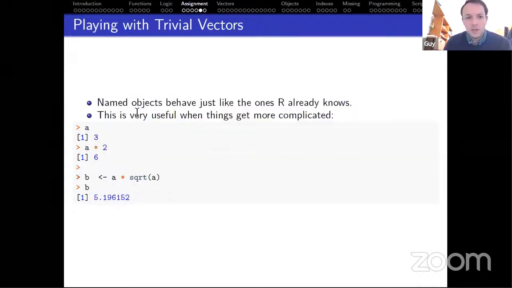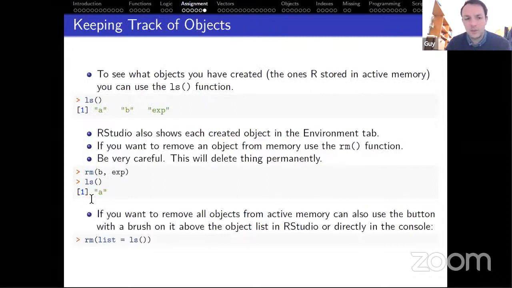Okay. So named objects in R behave just like the ones that R already knows. This can be very useful for building up more complex operations. Here we had a, and we can multiply a by 2, and then we get the answer 6, right? So it knows what's stored in a as a substitute for the number 3. And we can create layers, right? Here we're going to use a, multiply by the square root of a, and save it as b. And then we get b. So you can imagine this could be different steps in an analysis.